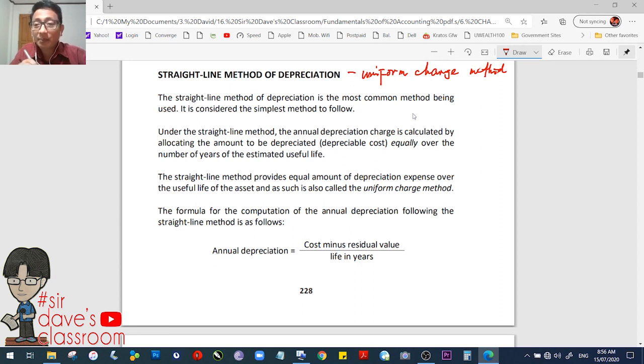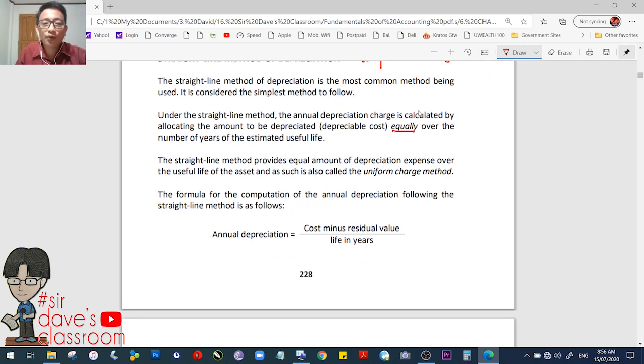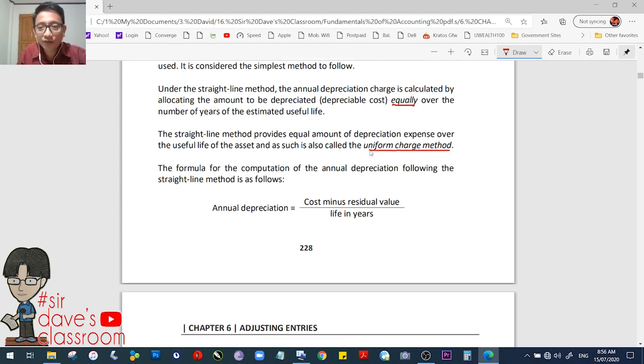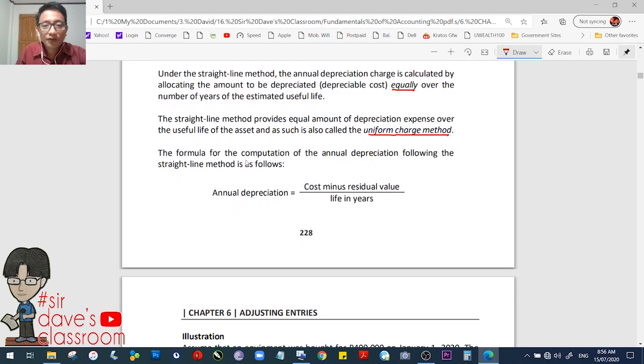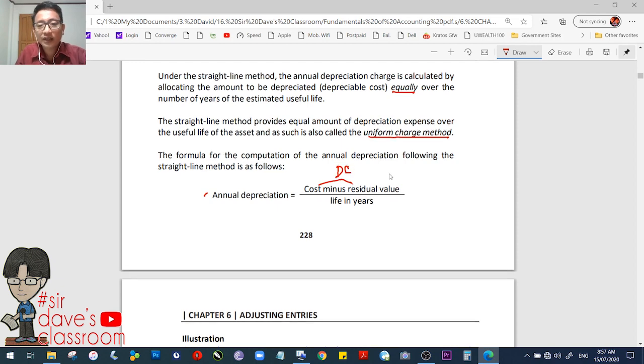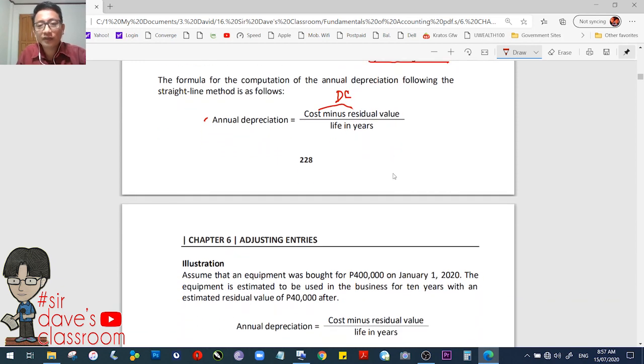Uniform charges. Pare-parehas. Under the straight line method, the annual depreciation is calculated by allocating the amount to be depreciated, that is the depreciable cost, equally over the number of years of the estimated life or the useful life of the asset. Ayun, nakasulat pala rito, uniform charge method. The formula for the computation of the annual depreciation following the straight line method is annual depreciation is cost minus the residual value, also known as your depreciable cost, divided by the useful life in number of years.